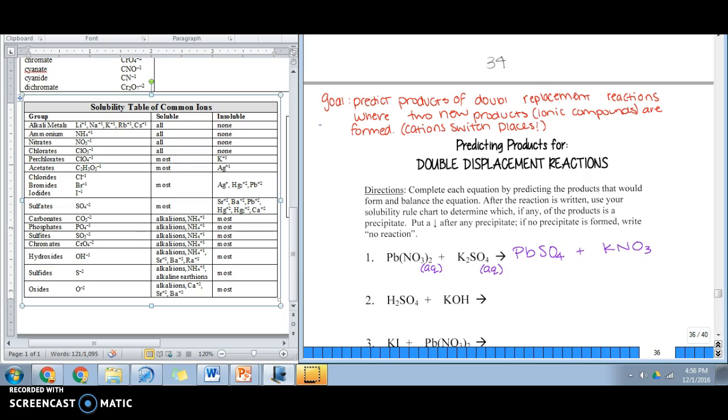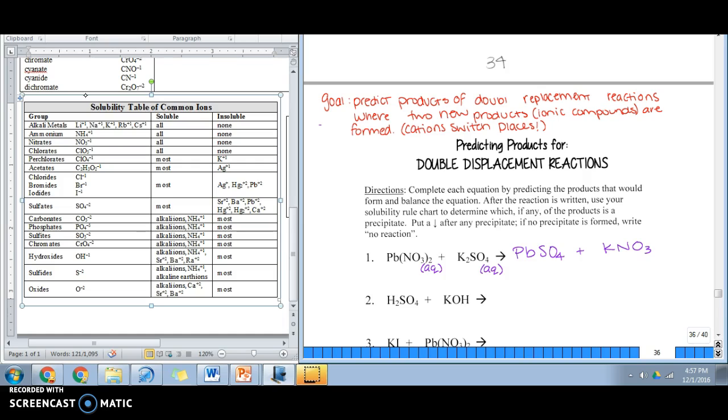So now what we need to do is use that solubility table to show whether or not lead sulfate is going to be soluble or insoluble, and if KNO3 will be soluble or insoluble. If neither of the products are insoluble, meaning neither of them are going to become solid when the chemical reaction occurs, then you will have no reaction. I'll show an example of that a little bit later, but in this case, we are going to see a reaction occurring.